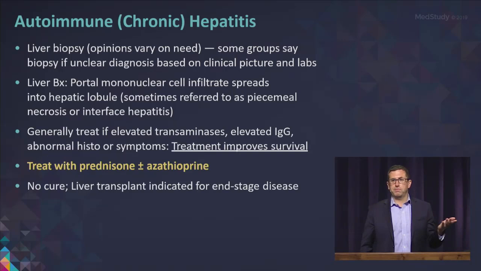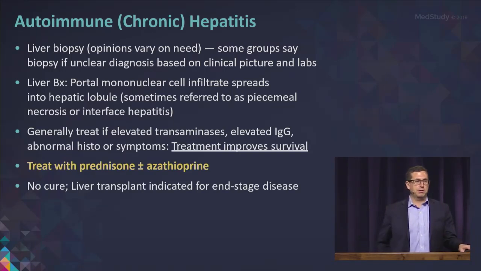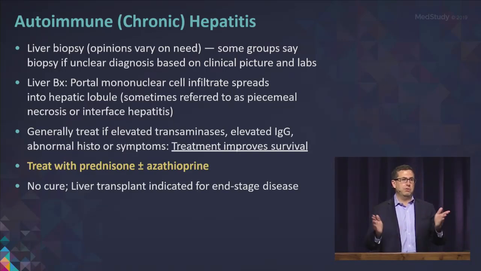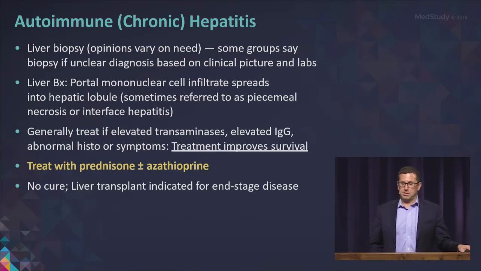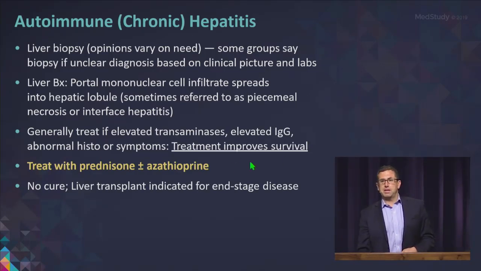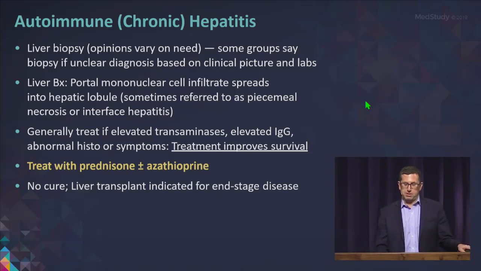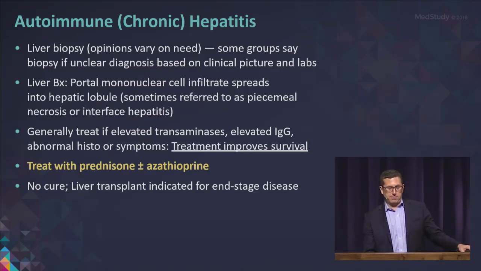Liver biopsy really will confirm autoimmune hepatitis, but it's not always done. You can see a theme here, right, where we're moving away from liver biopsies and really making more diagnoses based on clinical scenarios and serologies. If you did do a liver biopsy, it might show a portal mononuclear infiltrate. And generally, you're going to treat if there's elevated transaminases, elevated IgG, abnormal histology, or symptoms. The two medicines that you're going to see would be prednisone and azathioprine. There's no cure. Patients are often on medicines for long periods of time, and liver transplant is indicated for end-stage disease.